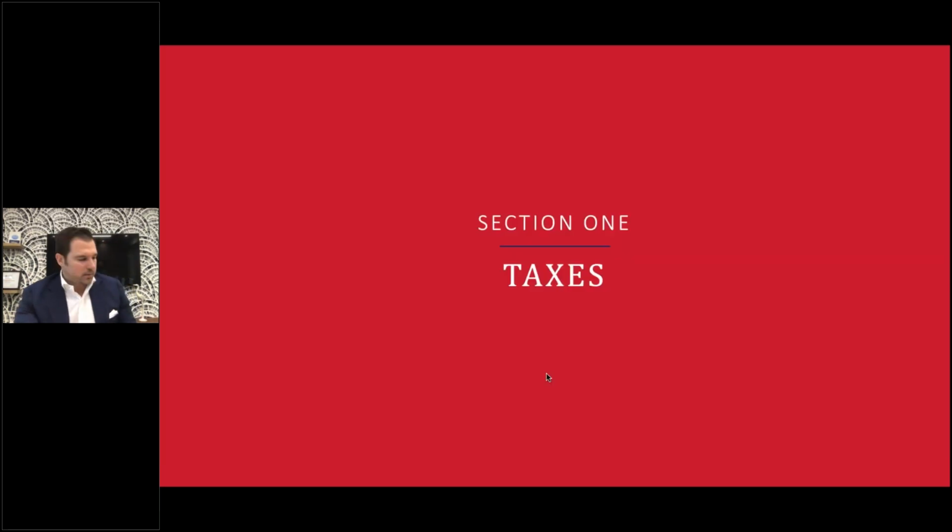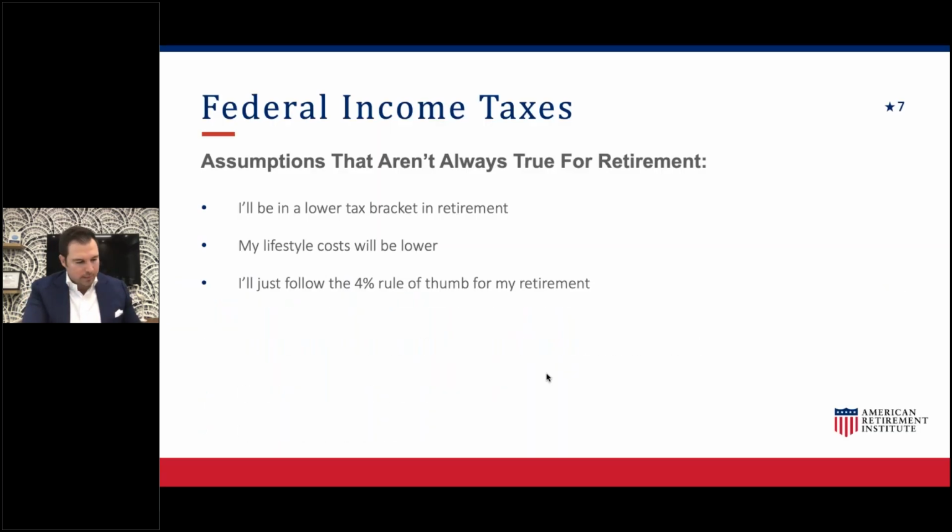Okay, let's talk about taxes. Section 1. Flip to pages 7 and 8 of your workbooks. Here are some assumptions that aren't always true for retirement. I'll be in a lower tax bracket in retirement. My lifestyle costs will be lower. I'll just follow the 4% rule of thumb for my retirement. Let me address one of these. The first one, I'll be in a lower tax bracket in retirement. For many people, that is the furthest thing from the truth.